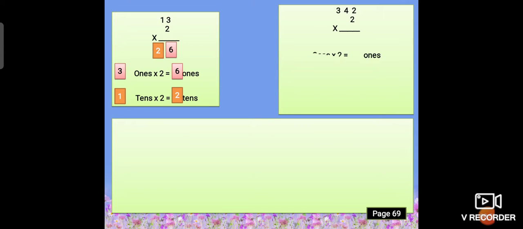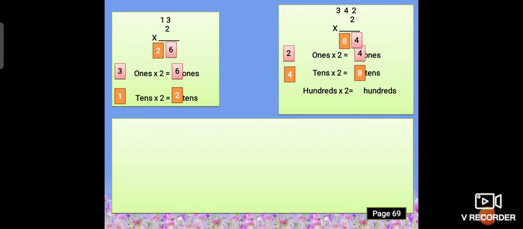Now we have 342 multiplied with 2. So first we work on ones. How many ones we have? Yes, 2 times 2 equals to 4. And then we work on 10. 4 times 2 equals to 8. Now we work on 100. 3 times 2 equals to 6. So 342 times 2 equals to 684.